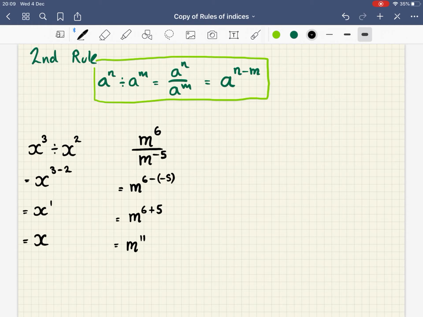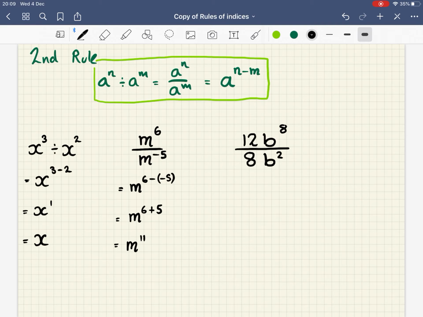If I have, this time, 12b to the power of 3. Actually, no, let's not do 3. Let's do to the power of 8 over 8b to the power of 2.